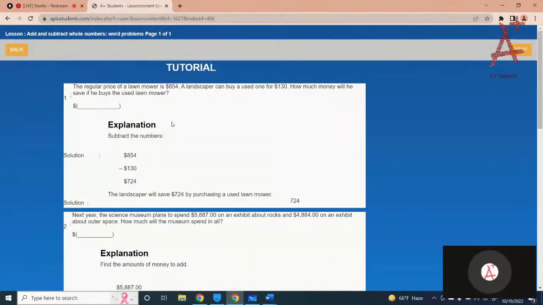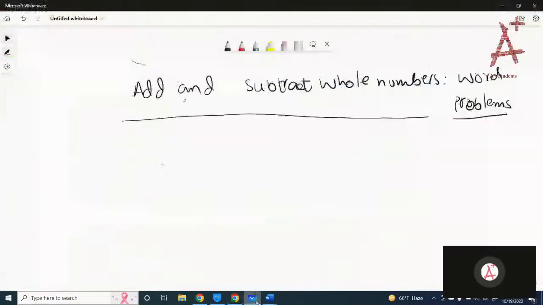The regular price of a lawn mower is $854. A landscaper can buy a used one for $130. How much money will he save if he buys the used lawn mower? Got it? So the regular price is 854, and he buys a used one for 130. So just subtract 854 minus 130, just subtract them.